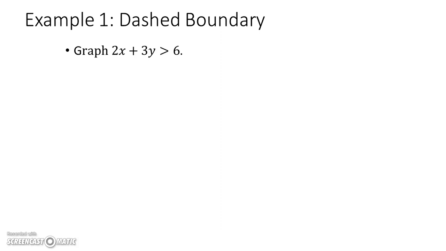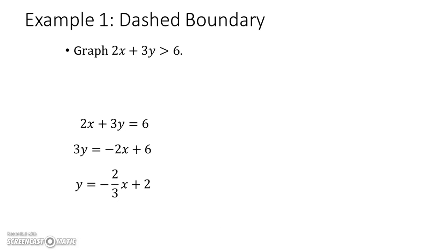So example 1 here, dashed boundary. So we're going to graph 2x plus 3y is greater than 6. So the boundary is the graph of 2x plus 3y equals 6. Since the inequality symbol is greater than, the boundary will be dashed. We're going to use the slope-intercept form. So we're going to solve for y, and we get y equals negative 2/3 x plus 2. So we're going to subtract 2x divided by 3. So again, our equation is y equals negative 2/3 x plus 2.